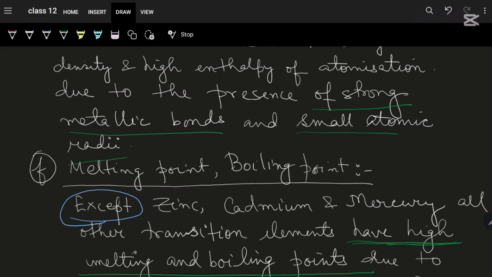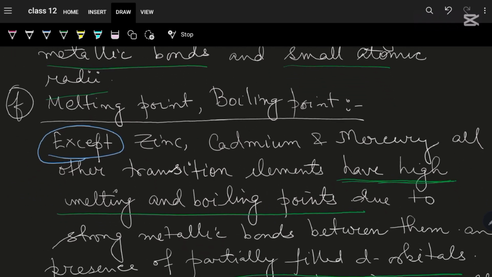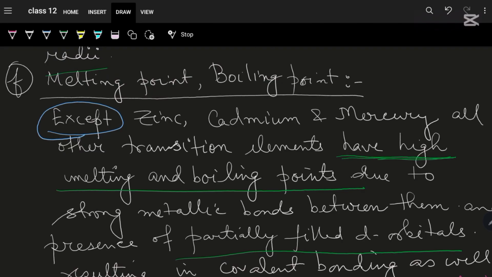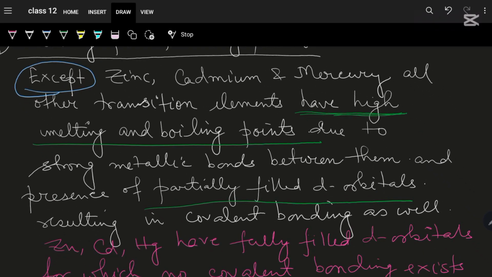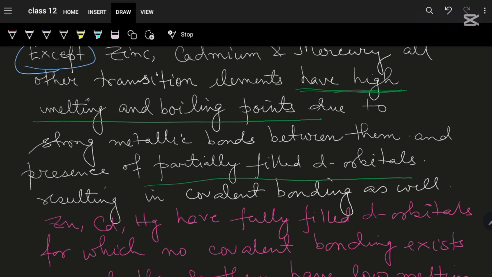Why is the enthalpy of atomization high? Because the metallic bonds are quite strong due to the small atomic radii. Moving on to melting point and boiling point. Except zinc, cadmium and mercury, all the transition elements have quite high melting point and boiling point. Why? Because they have strong metallic bonds between them, as the d orbital is partially filled.